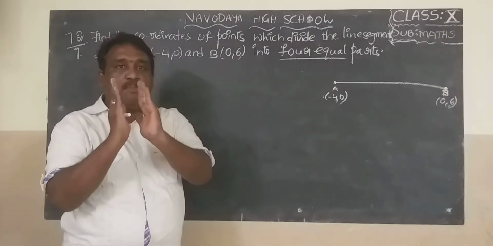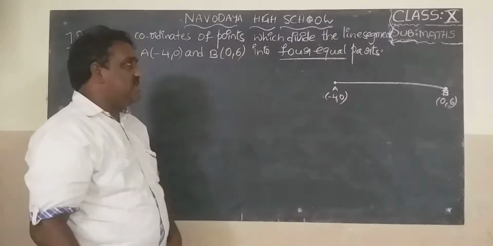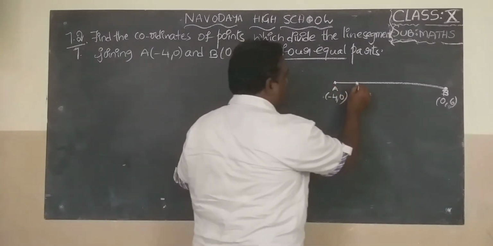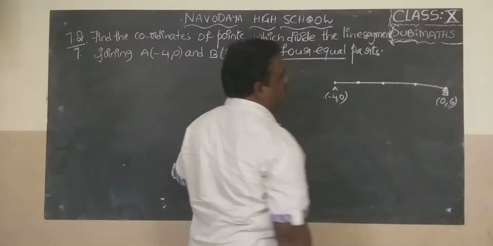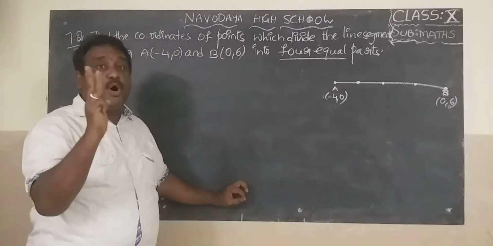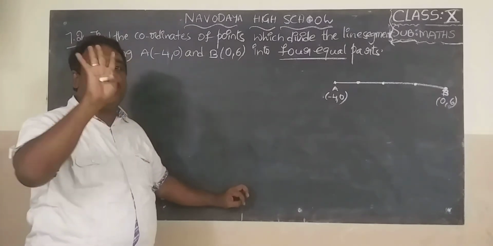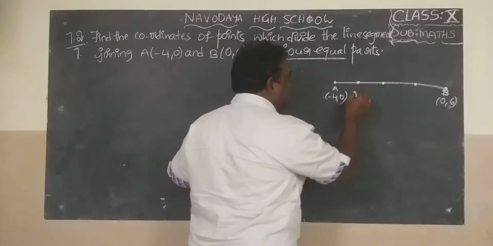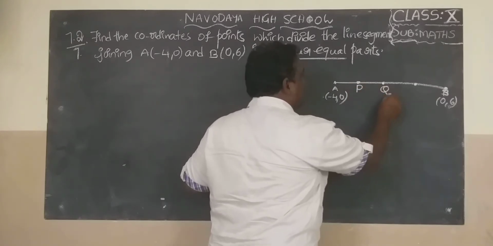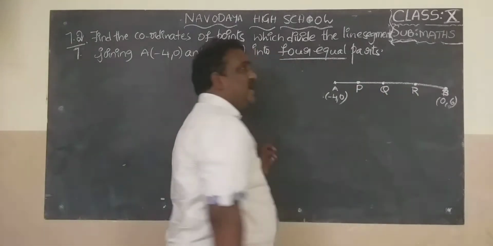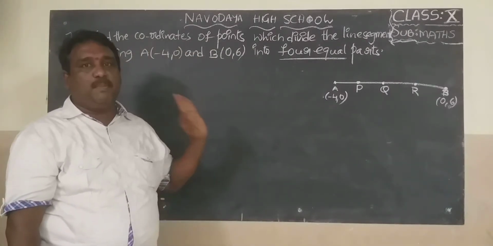Then you think how many points are there which divide the line segment into 4 equal parts. All the parts should be equal, and this is the first point, second point, third point. So 3 points are there which divide the line segment into 4 equal parts. Name the first point as P, second point as Q, third point as R.